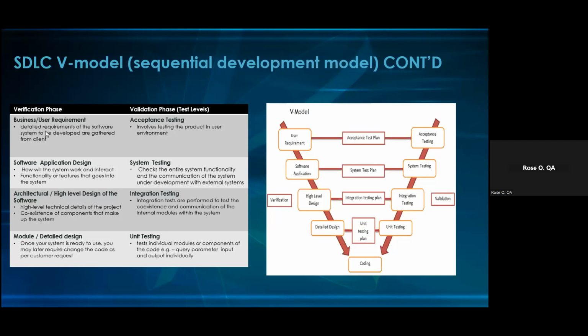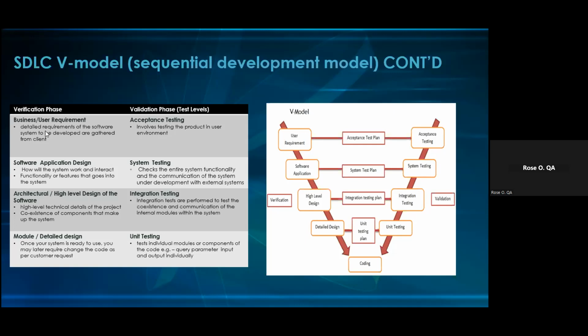The next thing will be system testing to validate the software application design. You check the entire system functionality and the communication of the system under development with external systems. That's where we combine everything together to make sure we check how that is done. Those are the phases. That's the validation phase. Verification, validation. I've not told you the meaning. I'm going to tell you the meaning after this.